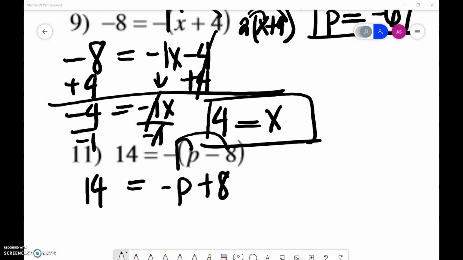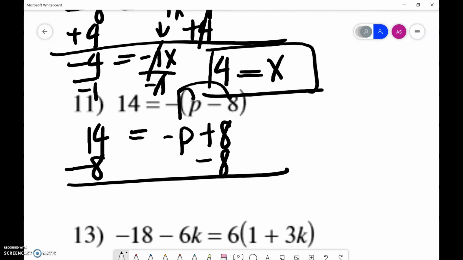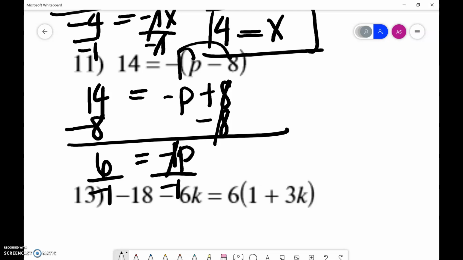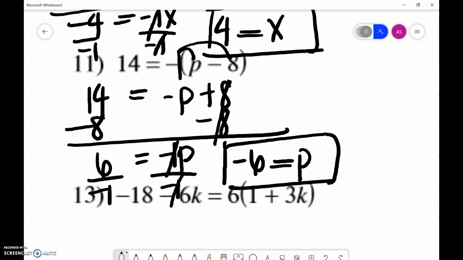Okay, so I'm going to subtract 8 from both sides. Then that's going to cancel out, so I'm going to be left with -p, or -1p. Again, if you feel comfortable writing that 1, let's go ahead and write it. Go ahead and do that if you need to. So I have -1p, and then I have 6. So then from here, I divide both sides by -1, and I have p equals -6.